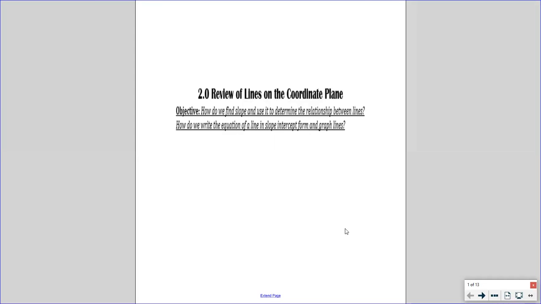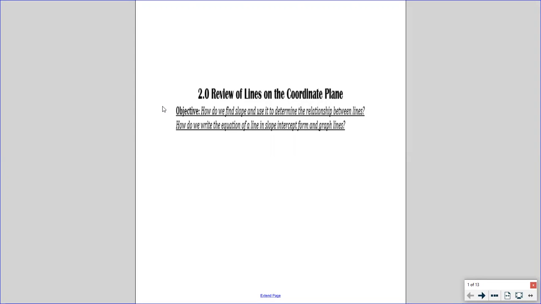Hi, we're going to be starting a new unit, and this unit is dealing with transformation. But before we even get into transformation and types of transformation, we're going to do a little review of lines in the coordinate plane. So the objective is, how do we find slope and use it to determine the relationship between lines, and how do we write the equation of a line in slope-intercept form and graph lines.